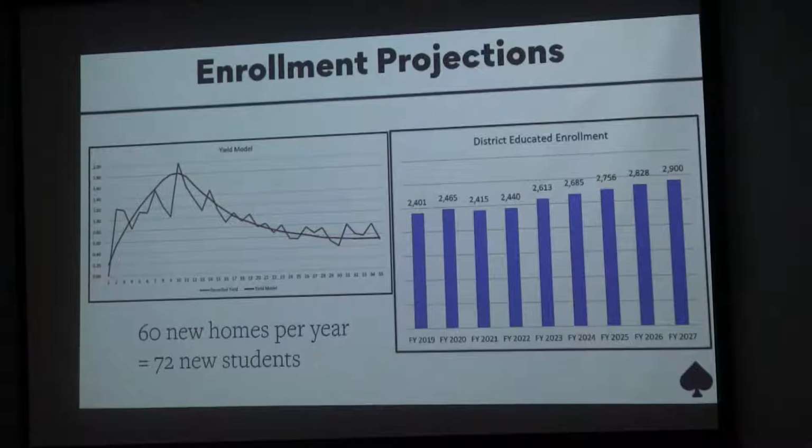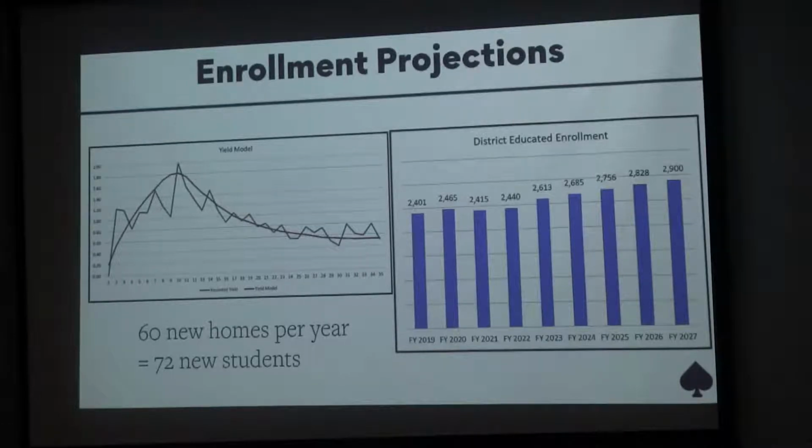Okay, so how does that translate into something tangible for the forecast? It's really driving enrollment projections. On the graph on the left, this shows the yield model for the age of the home compared to the number of students yielded from that home at each stage in that home's life. Basically, this shows that a brand new home tends to yield about 1.2 students in this district. So 60 new homes essentially equates to 72 new students right out the gate.